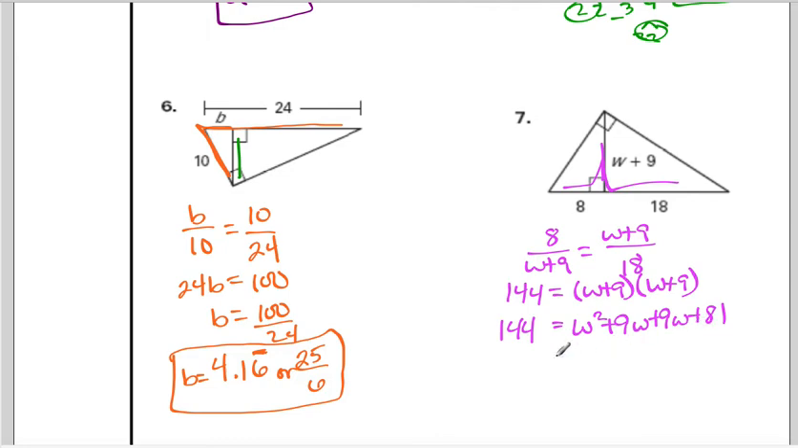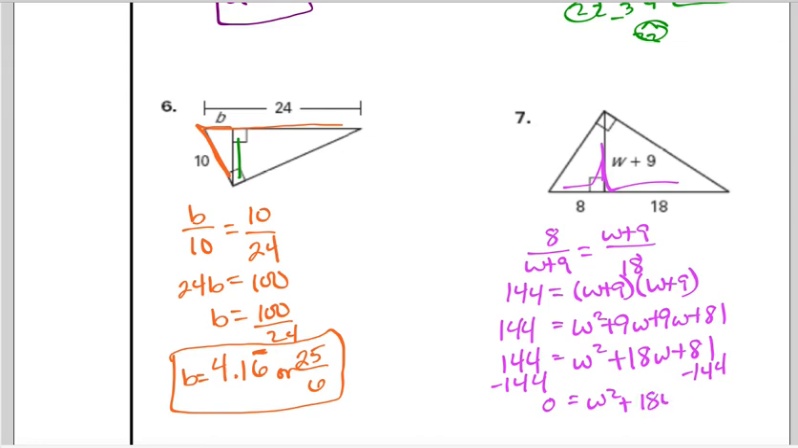At this point, when you have w squared and w, you should know that you're going to have to factor to solve. I'm just going to combine my like terms there first. And when you know that you have to factor to solve, you want to bring everything to the same side before you factor. So I'm going to subtract 144 so that I have 0 on the left. And then 81 minus 144 is negative 63.